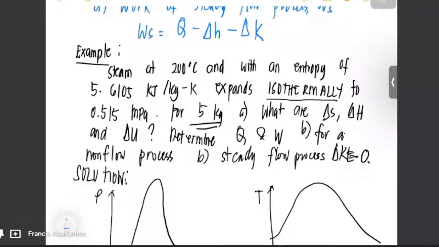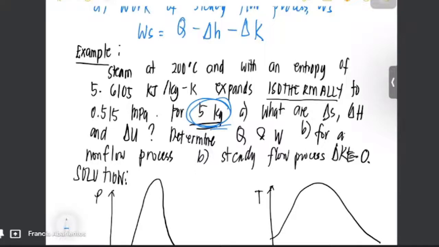Steam at 200 with an entropy expands isothermally for a 5 kilogram. Tingnan nyo, may kilogram na siya, class. So we need to take note of that. What are the change in S, the change in H, the change in U? We need also to determine the heat and the work of the process if it falls under the non-flow process and the steady flow process where energy is zero. Okay?